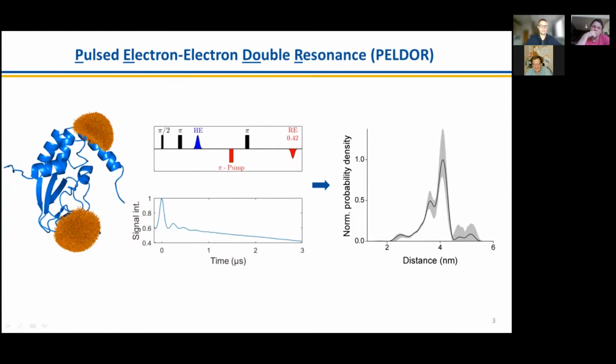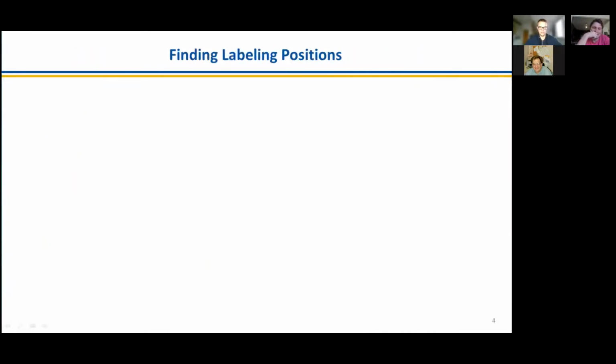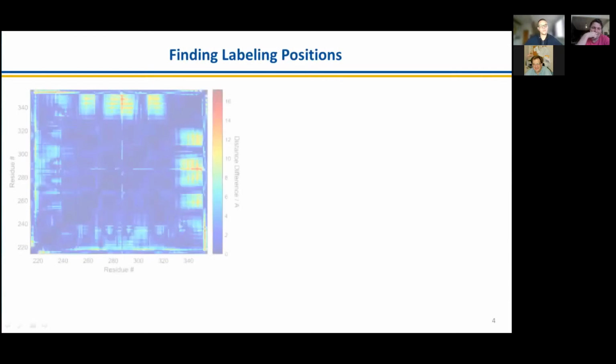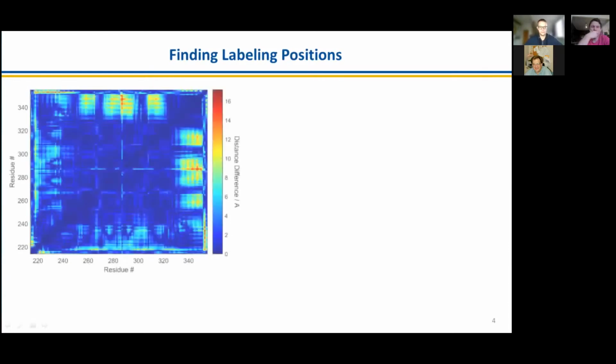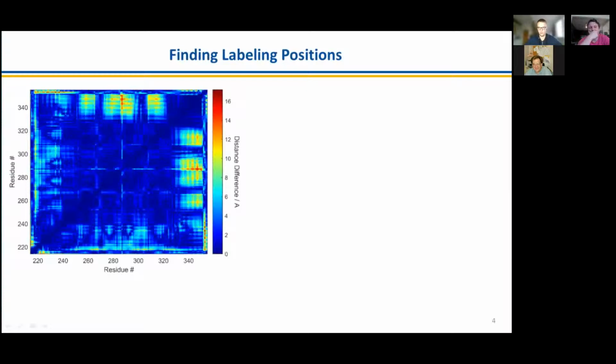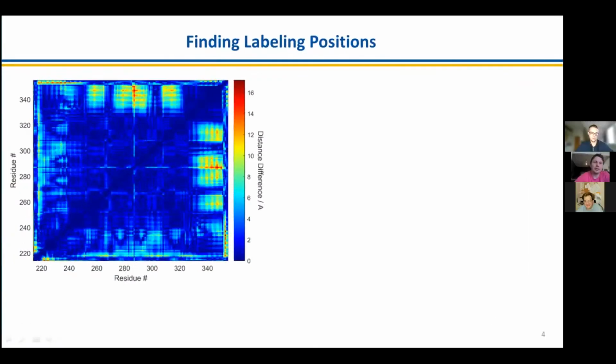The first task we had to solve was to find suitable labeling sites on our protein. And finding the labeling positions can be quite easily done using so-called difference distance maps. What this map shows is the change in the distance from the apo state to the holo state when looking at a certain pair of amino acids that is labeled.